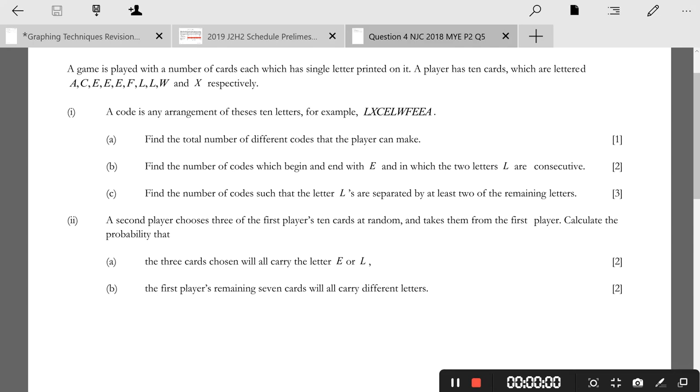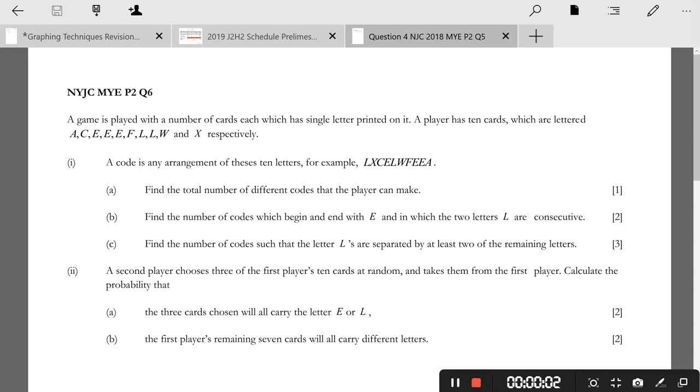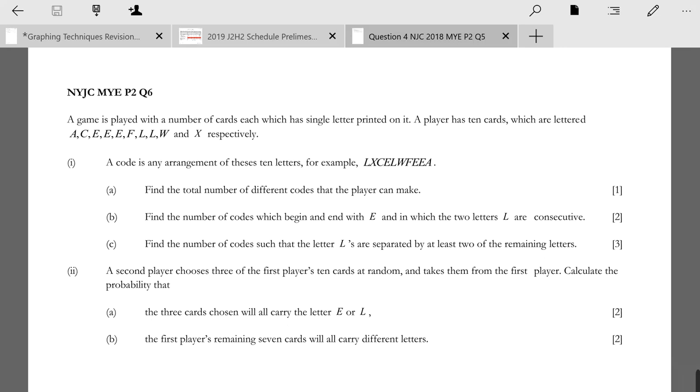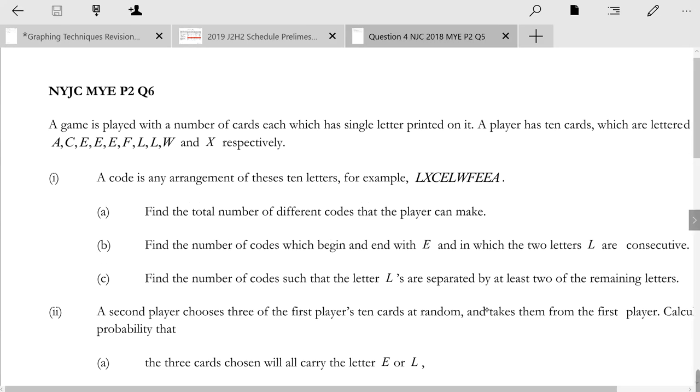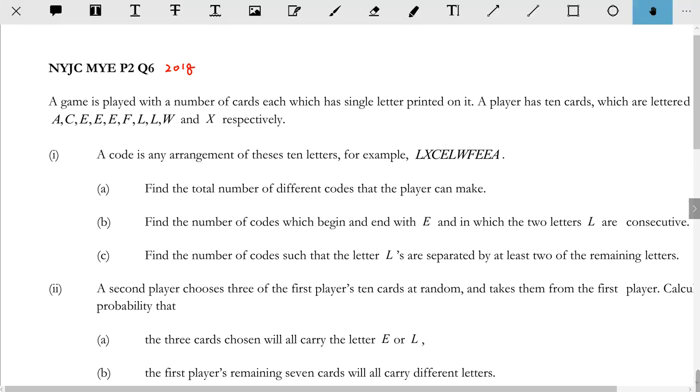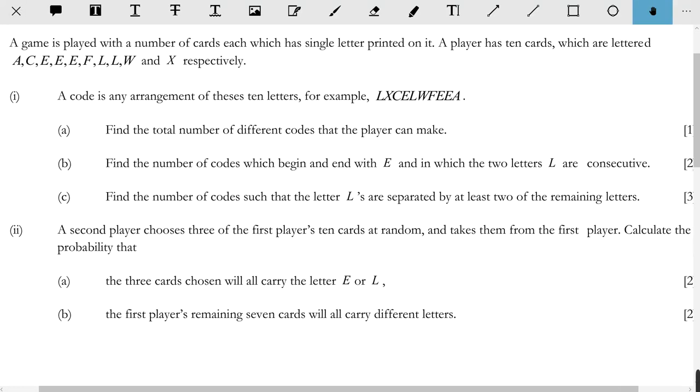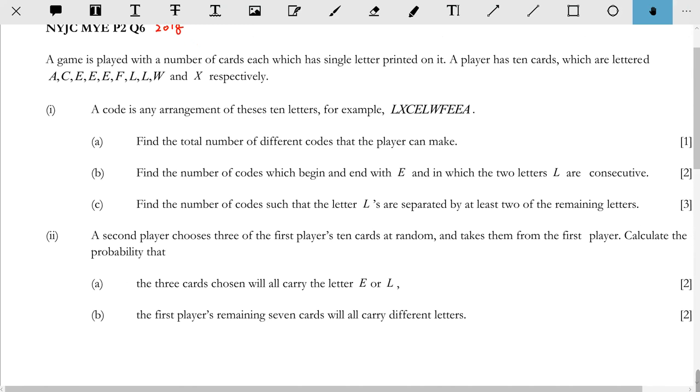Look at this question here. This question is taken from NYJC MYE Paper 2, question 6 from the year 2018. All right. So you're told that a game is played. A number of cards is drawn and a single letter printed on it. A player has 10 cards which are A, C.